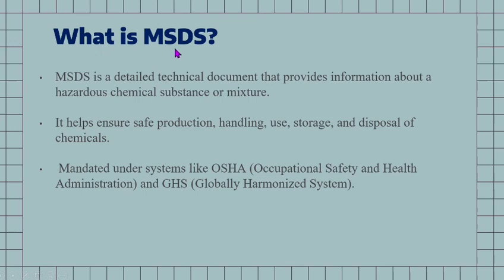So what is MSDS? MSDS is a detailed technical document that provides information about a hazardous chemical substance or mixture. It helps to ensure safe production, handling, use, storage and disposal of chemicals. It is mandated under systems like OSHA, the Occupational Safety and Health Administration, and GHS, the Globally Harmonized System.